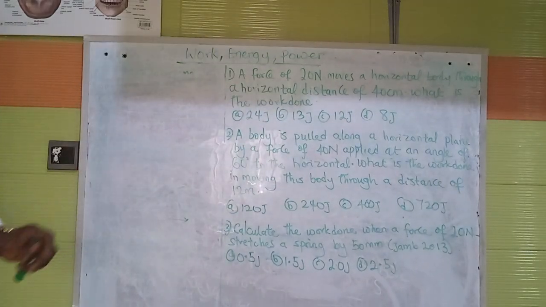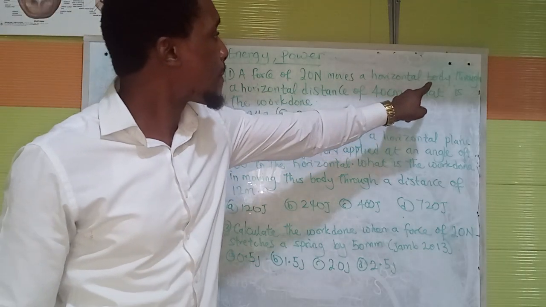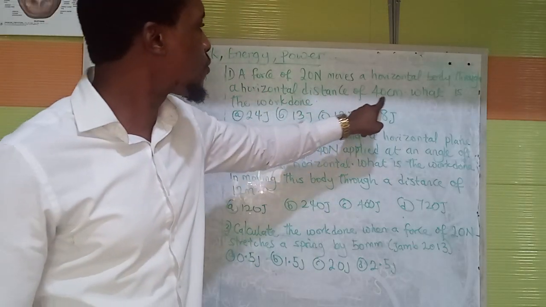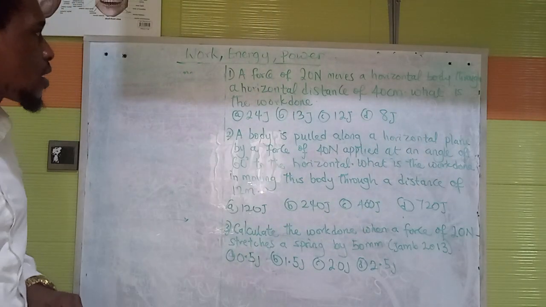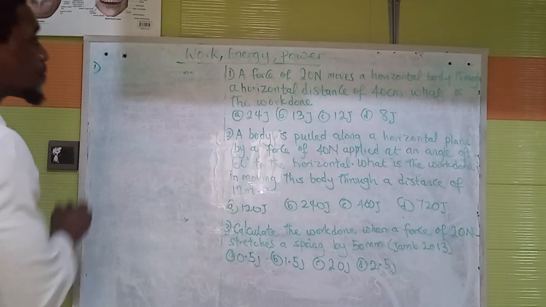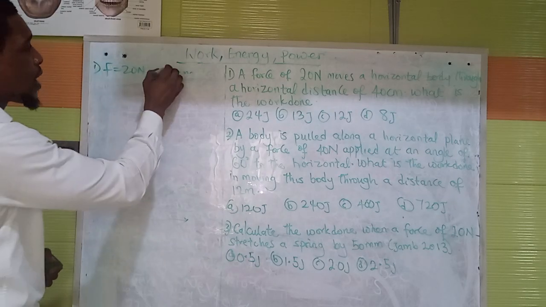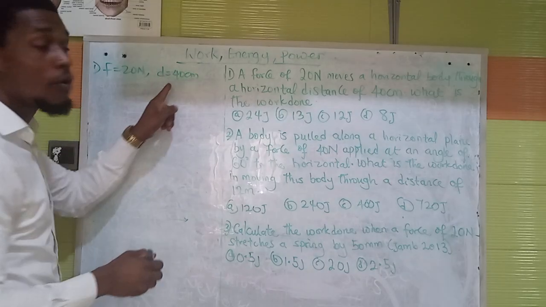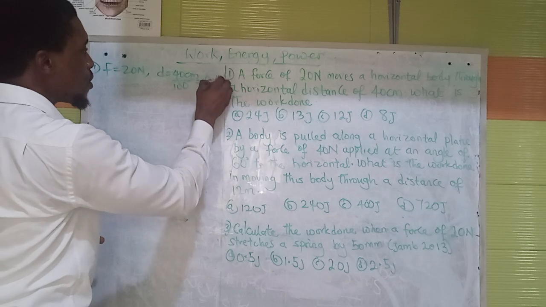Number 1, it says a force of 20 Newton moves a horizontal body through a horizontal distance of 40 centimeters. What is the work done? Alright, let's write out the parameters. Number 1, we have the force as 20 Newton. We have the distance as 40 centimeters. So this is in centimeter. You need to convert this to meter. We divide this by 100, so this gives us 0.4 meter.